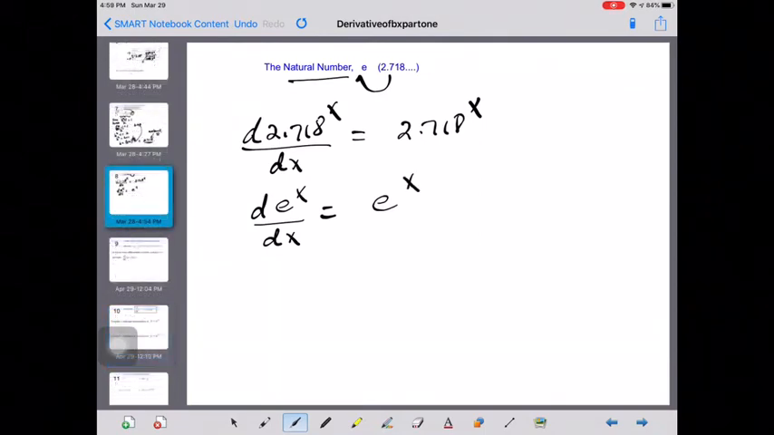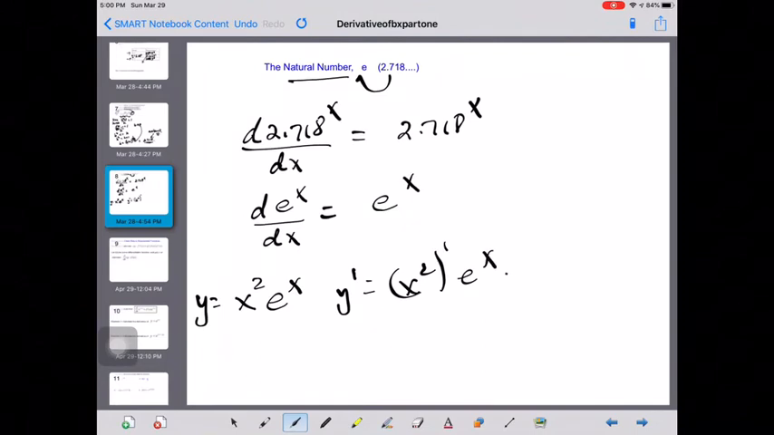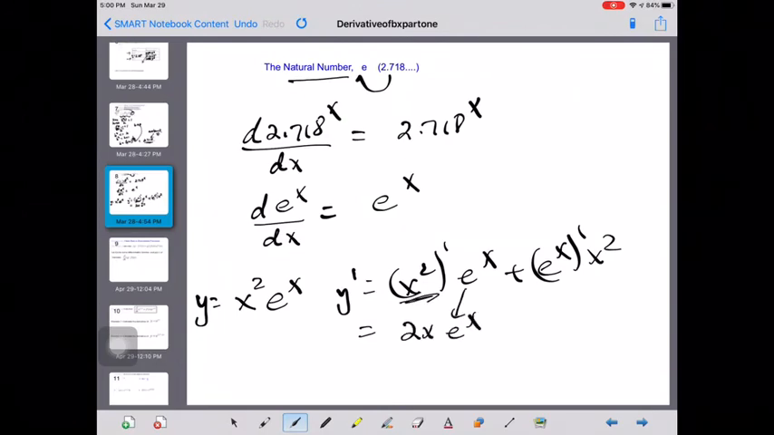So let's actually do an example of finding a derivative with e to the x. Let's just say I had e to the x multiplied by x squared. To find the derivative, we're going to have to use the product rule. The product rule says to find the derivative, you take the derivative of x squared times e to the x, plus e to the x times the derivative of x squared. In other words, we use the power rule, and that becomes 2x. We leave the e to the x on its own. That's the first part.